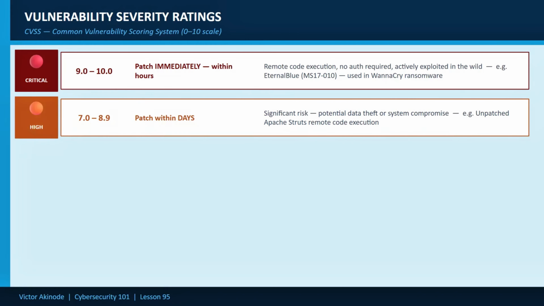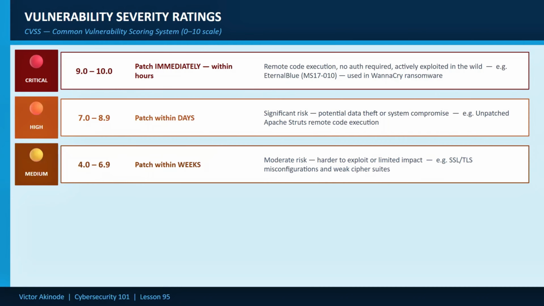The second one is the high, and high severity vulnerabilities score 7.0 to 8.9, and it is marked orange. These represent significant security risk with real potential for data theft or system compromise. They may require authentication but are still dangerous. Action required includes patching within days. An example of this is unpatched Apache Struts vulnerabilities that led to the Equifax breach.